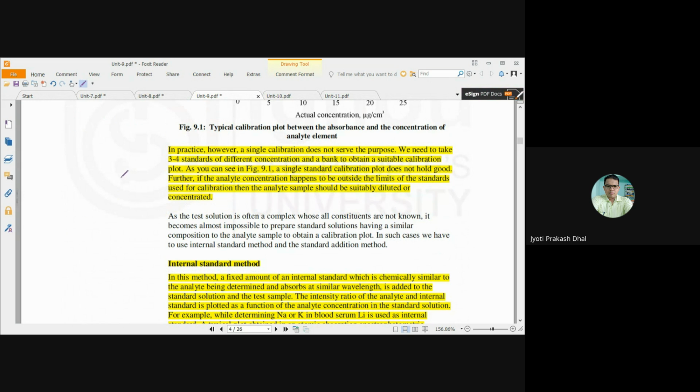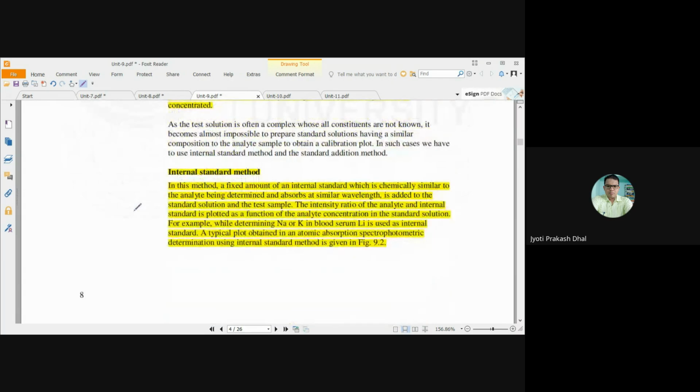In practice, a single calibration curve does not serve this purpose. We need to take 3 to 4 standards of different concentrations and a blank to obtain a suitable calibration plot. A single standard calibration plot does not hold good. Further, if the analyte concentration happens to be outside the limit of the standards used for the calibration, then the analyte should be suitably diluted or concentrated.